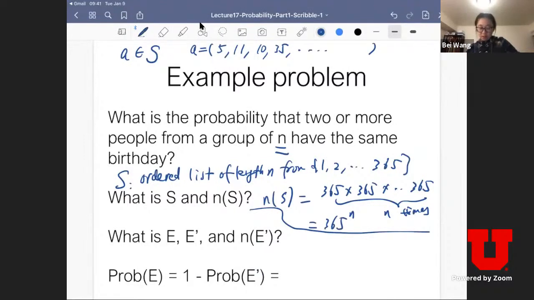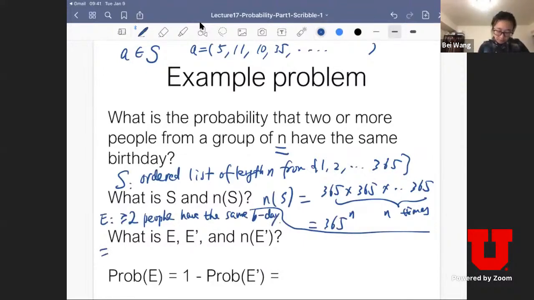Now the question is, what is my E, what is my E prime, and what is the number of instances for the unsuccessful event? Okay, so E is that greater than or equal to 2 people have the same birthday. This is stated by the problem definition. Of course, E prime is that no 2 people have the same birthday.